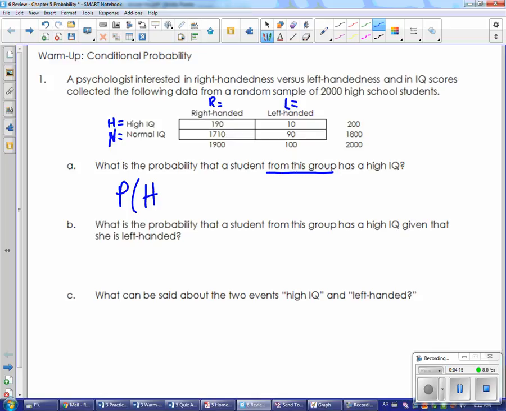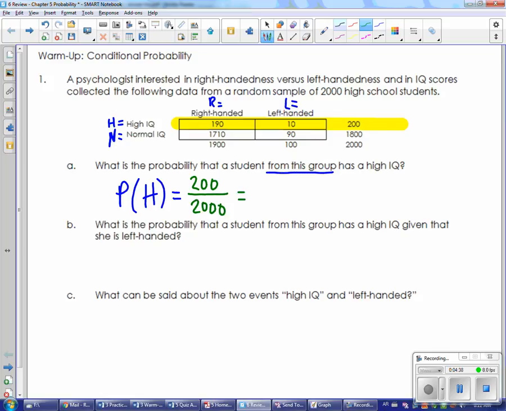Okay, so the probability of having a high IQ, for my table it's pretty obvious. I want to look at everybody that has a high IQ, which is this group right here, and there are 200 of them, so it's going to be 200 out of the total in my group, which is 2,000.